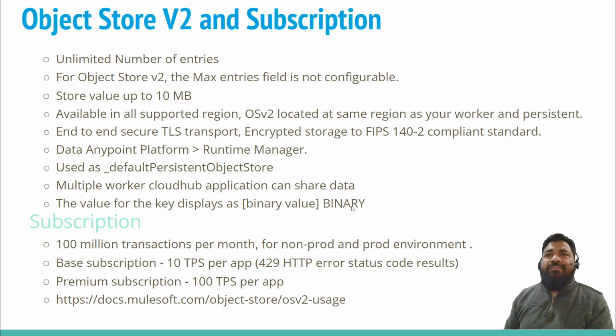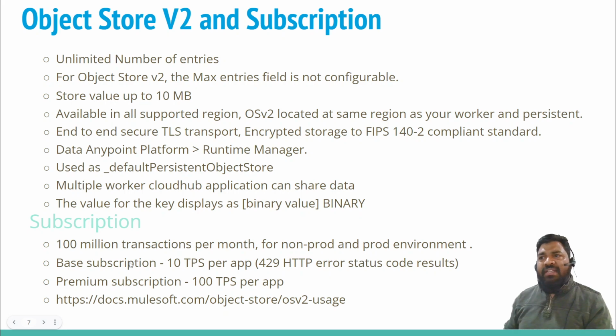When we are using Object Store, the base subscription comes by default. In the base subscription, rate limiting is applied. When you deploy your application in CloudHub, you can only make 10 transactions per second, and when you send the 11th request, you will get a 429. In the premium subscription, it is 100 transactions per second. If you need more detail about billing and rate limiting, please check this link.